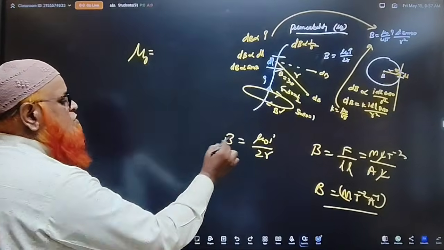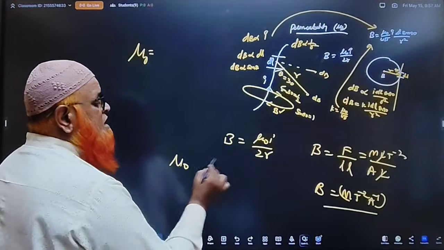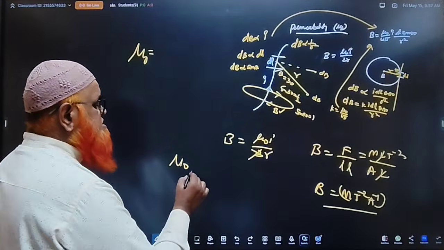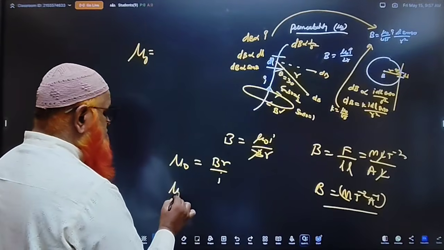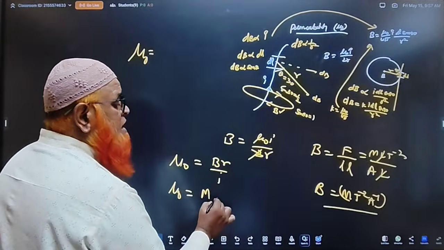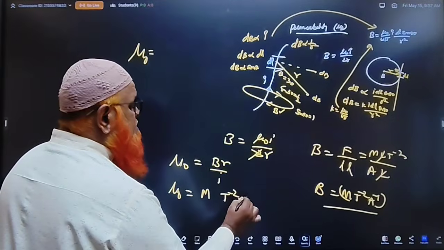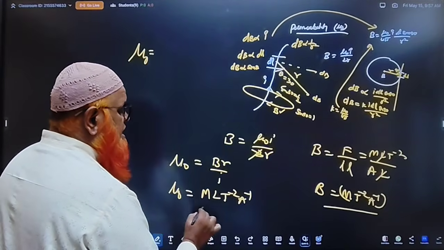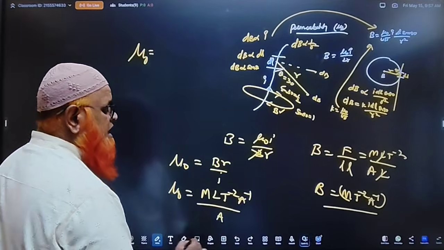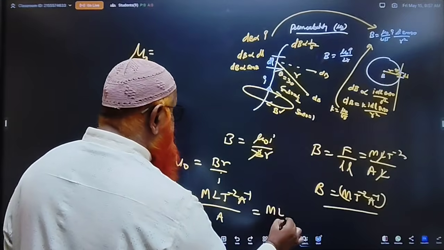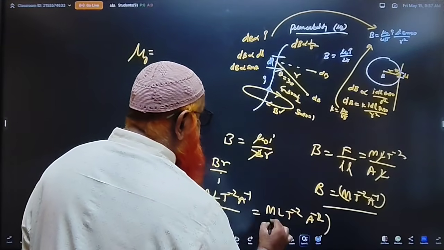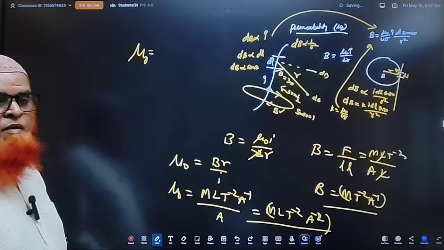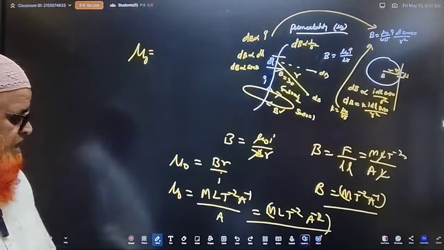So here you want to find out mu naught. 2 is a constant, it does not have any dimensional formula. Mu naught is nothing but B r by I. Therefore mu naught is m t power minus 2, A power minus 1, r is L, and I is A again. So in the numerator, m l t power minus 2, and this gives A power minus 2. That is the dimensional formula for mu naught. Hope you are understanding. Is it clear?